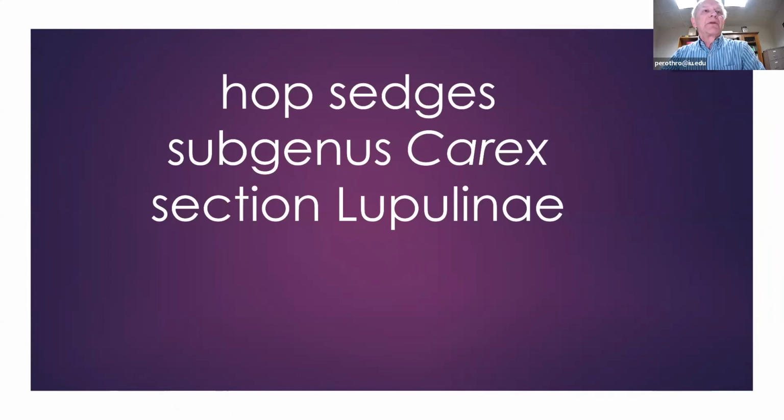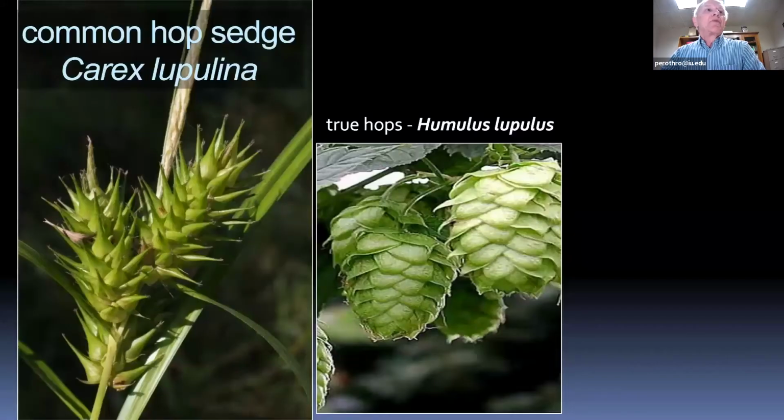One of my favorite Carex groups is the hop sedges. Perhaps the common hop sedge provides insight into the group name. The perigynia form dense, somewhat broadly cylindrical clusters that are vaguely reminiscent of the hops plant.